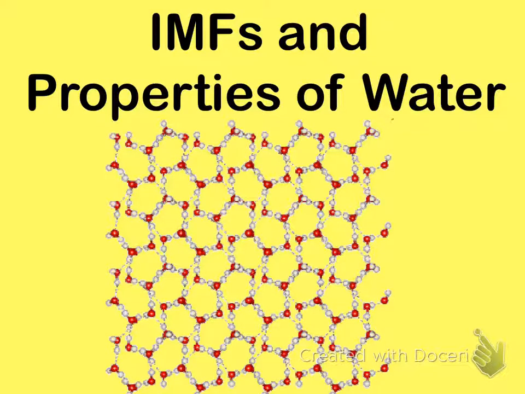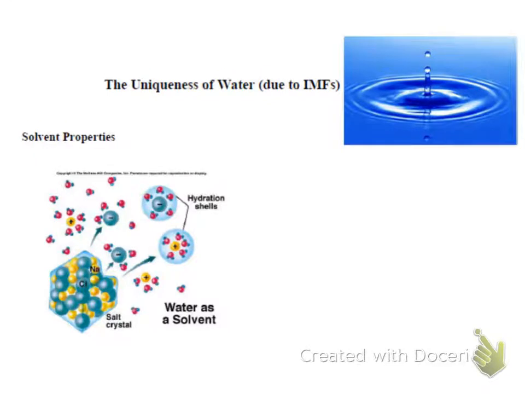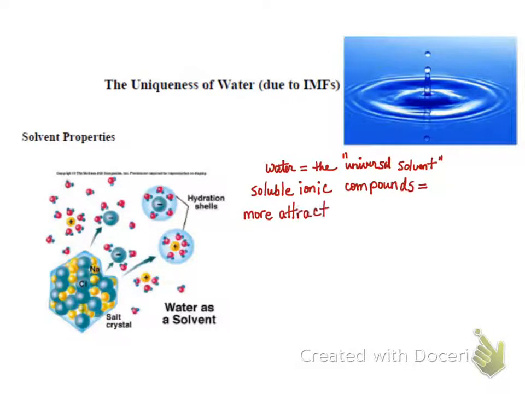So in this video, I'm going to talk about intermolecular forces and how they specifically affect the properties of water, because water is the most important solvent. Water is really unique in a lot of properties. It's often called the universal solvent because it dissolves so many things and it's so useful. Pretty much all of these unique properties of water are due to intermolecular forces, mostly due to hydrogen bonding, because hydrogen bonding is so important in water.